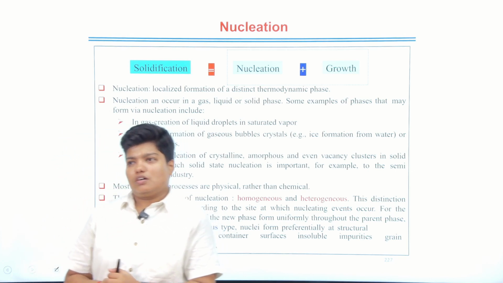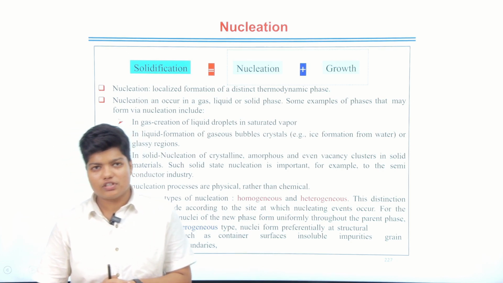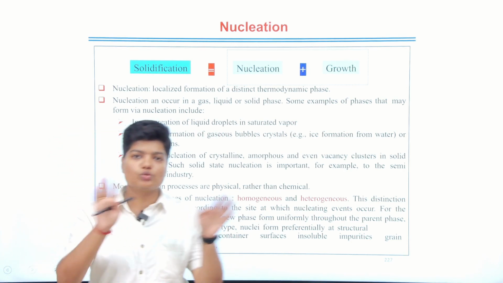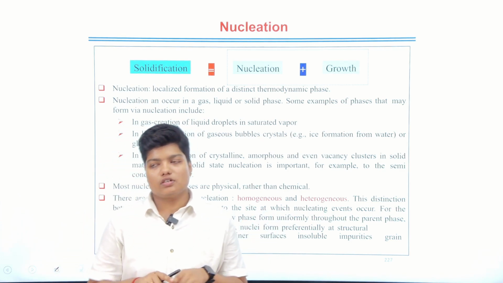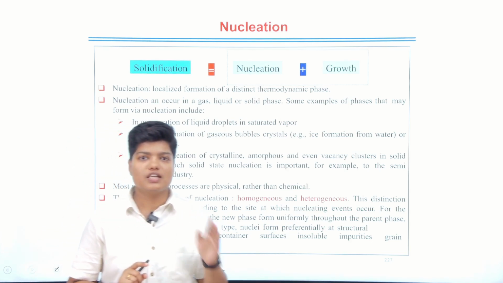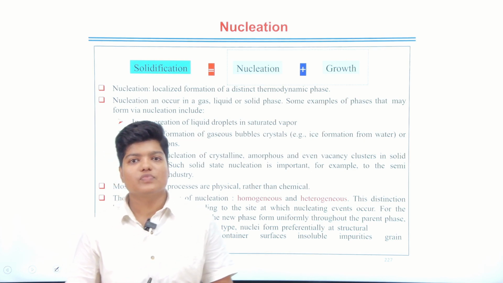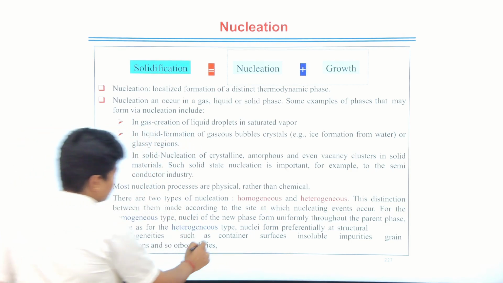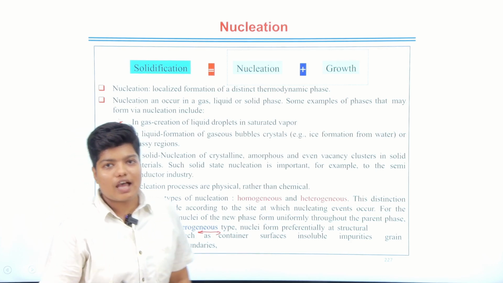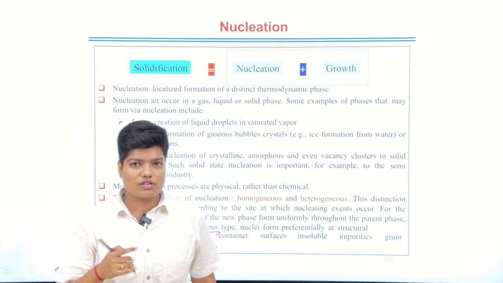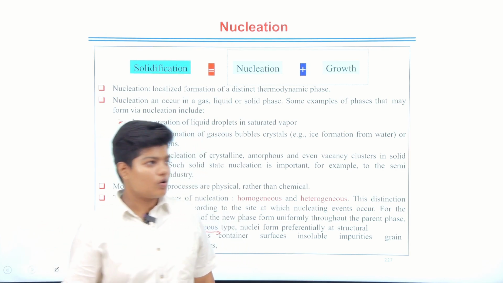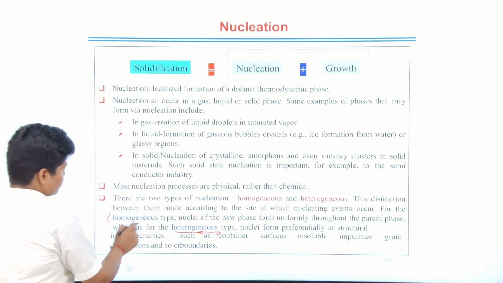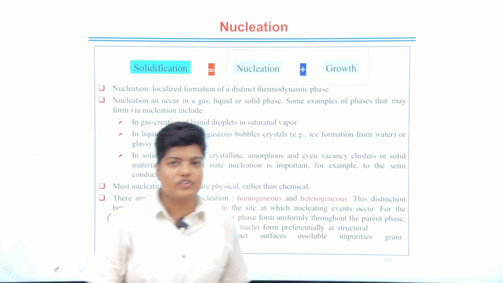What is the difference between homogeneous and heterogeneous nucleation? In homogeneous nucleation, the nucleation happens spontaneously throughout the parent phase. What is the parent phase? The liquid parent phase. Throughout the parent phase, nucleation spontaneously starts to form. That is known as homogeneous nucleation. Different to that, heterogeneous nucleation means the nucleation happens at some preferential sites, such as grain boundaries, impurities, or dislocations. That is known as heterogeneous nucleation, but homogeneous nucleation is constantly spreading over the parent phase.